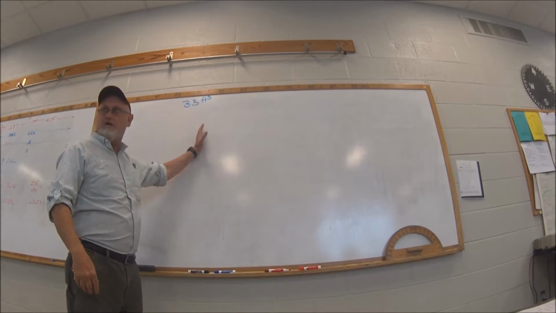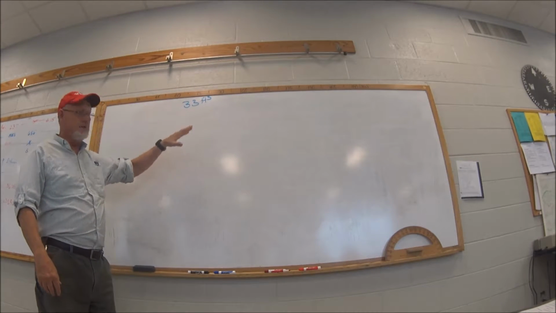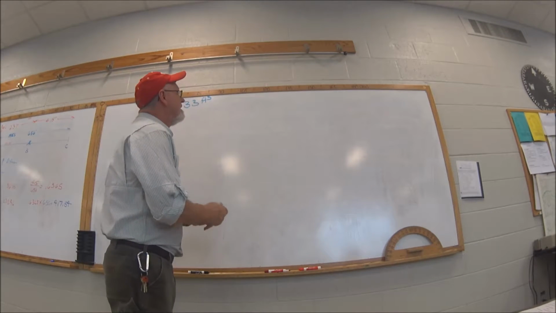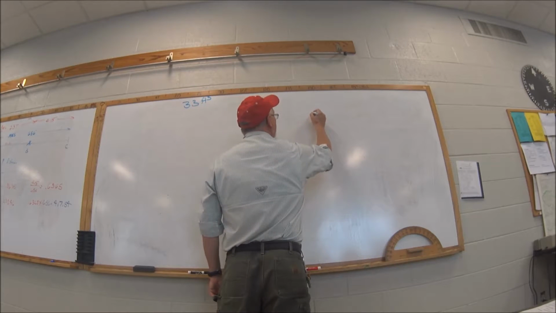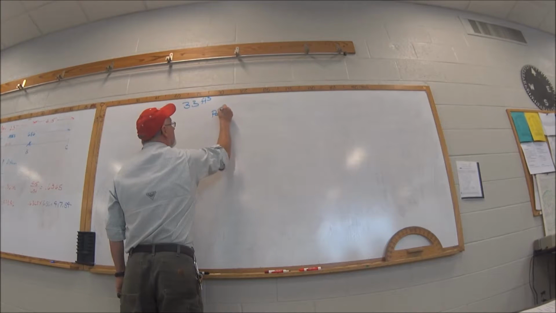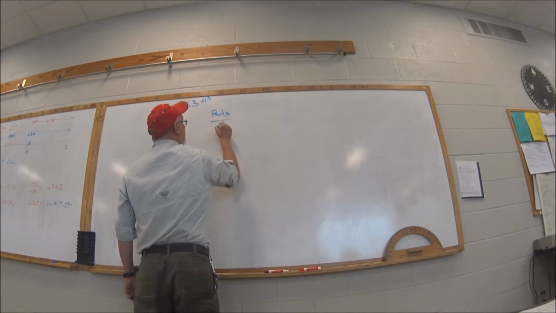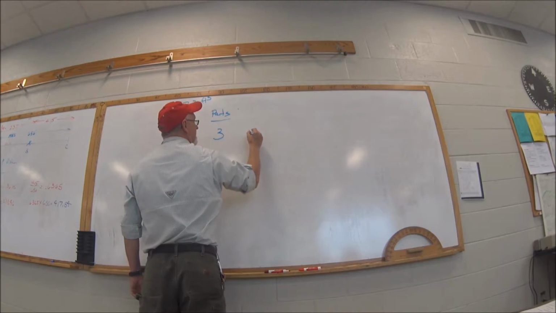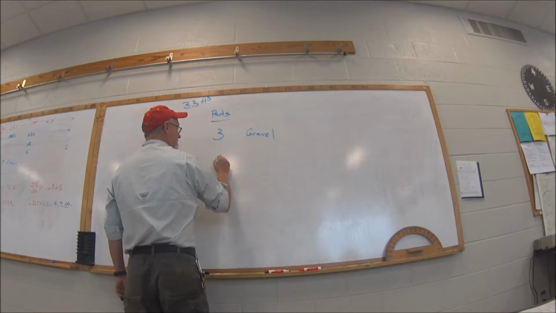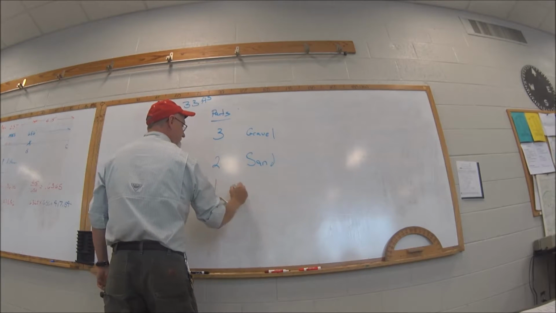All right, so everybody agrees we got 33 cubic feet of concrete. So I'm going to erase that. That's our project. So now, here's a formula. We got 3 parts: 3 gravel, 2 sand, 1 cement.